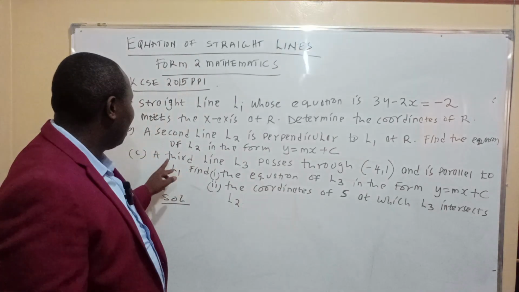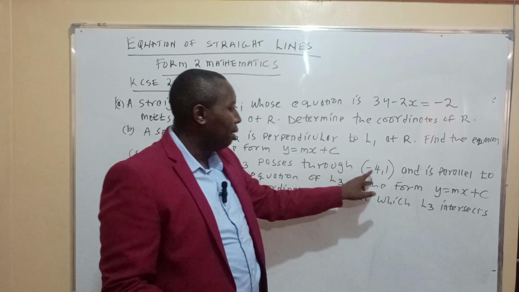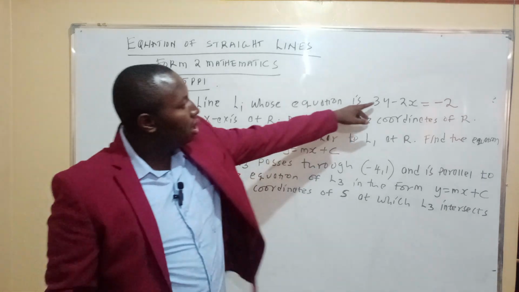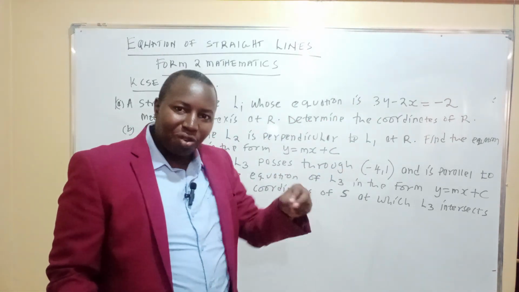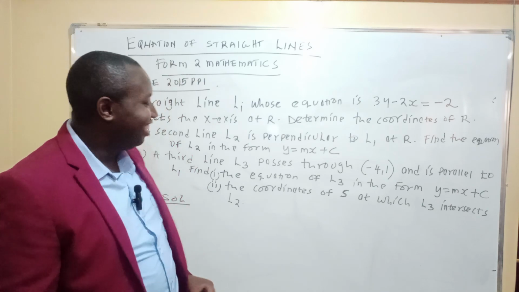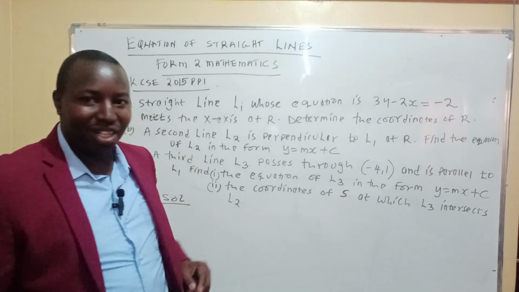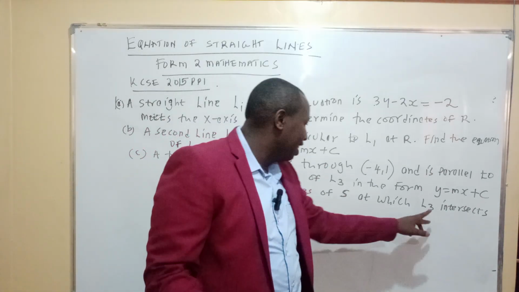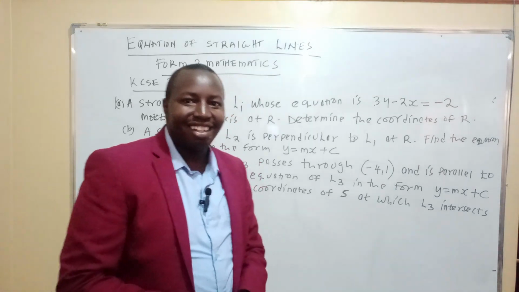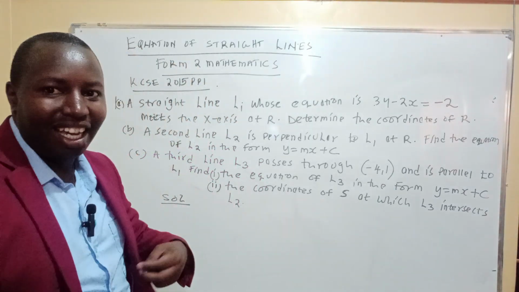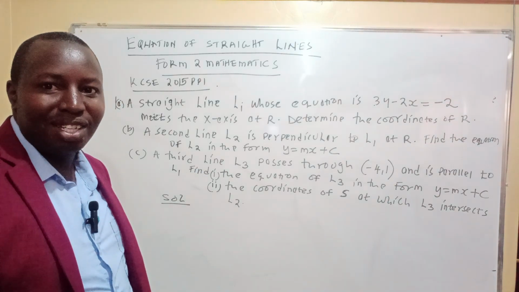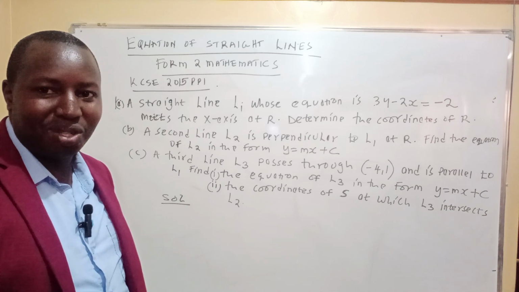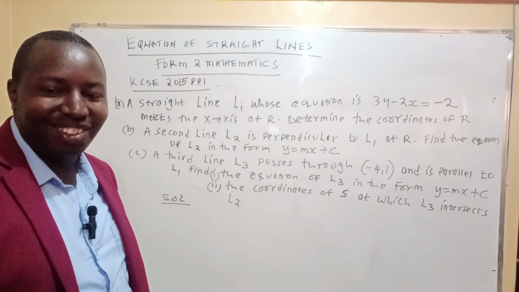Then the third one. A third line R3 passes through negative 1 and is parallel to R1. This is the concept of parallel lines; perpendicular lines are also tested there. Then the last question is the coordinates of S at which L3 intersects L2. So you can see the question, and now I want us to start.